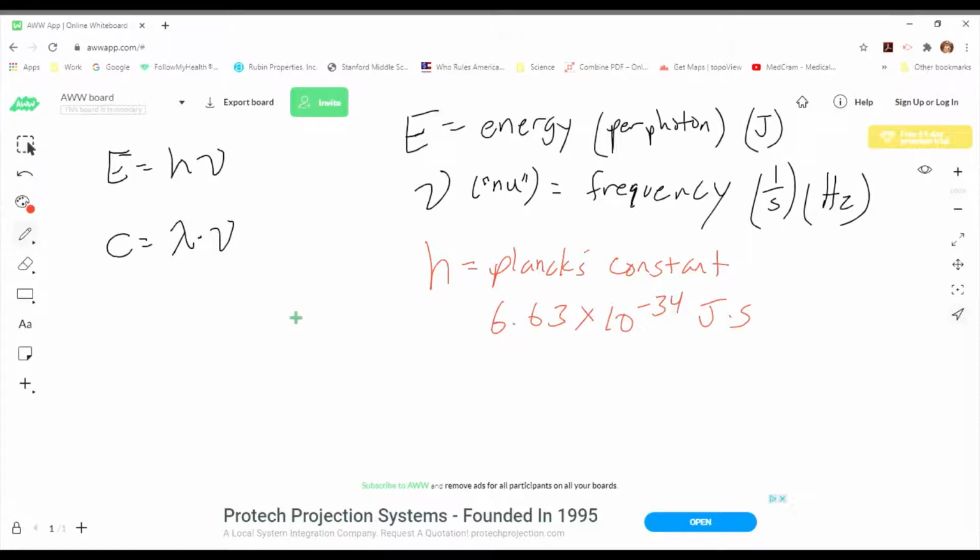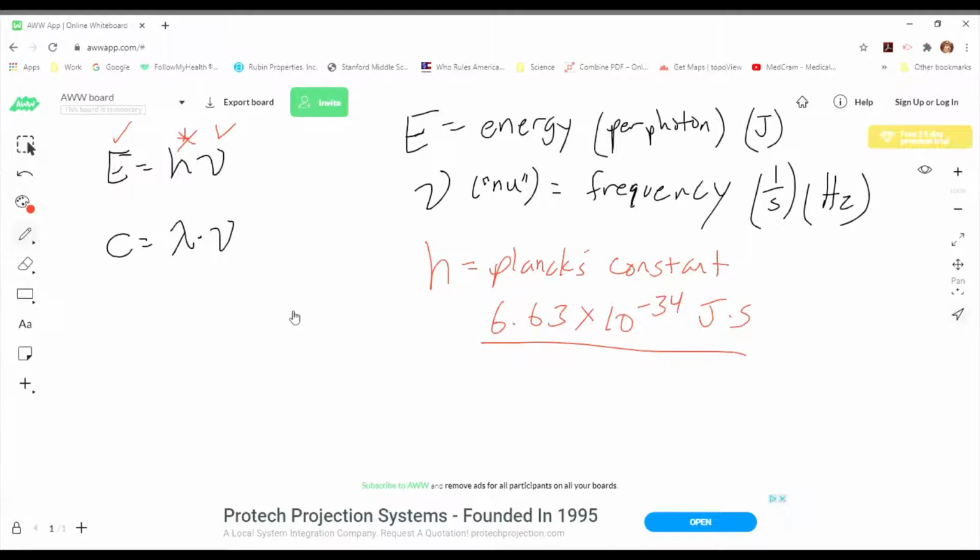This is in red because it's a constant, which means that you always use this number. See this h right here, always the same number. You don't have to worry about what h is, which means in this equation there are two variables. The variables are E and nu, the energy and the frequency. And h is a constant, in other words, it's always the same number. So as long as you have one of the two, you can figure out the other one.